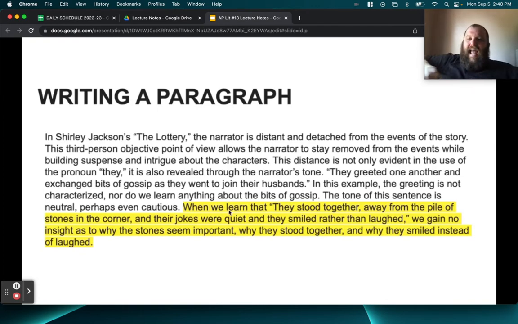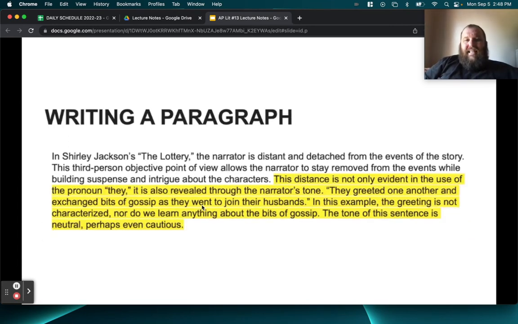And notice any time that a new section starts with highlight. So we learned that, quote, "they stood together." It is referring directly to the text itself, and it builds on the previous sentence's idea, or few sentences' idea. Right? When we added this one, the second move that we made, "this distance is not only evident in," et cetera, et cetera. That comes from this distance that is referred to in the first sentence.